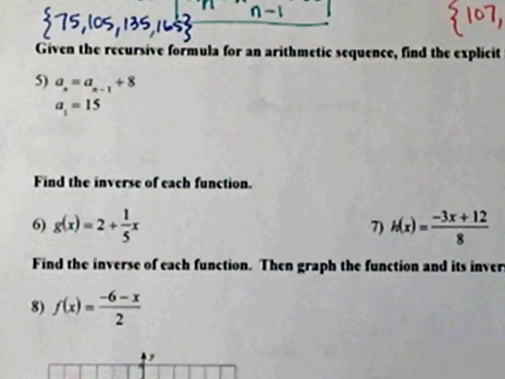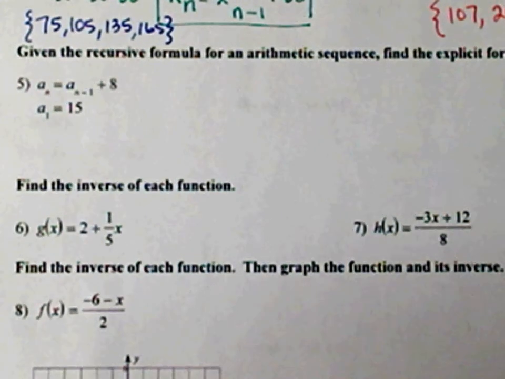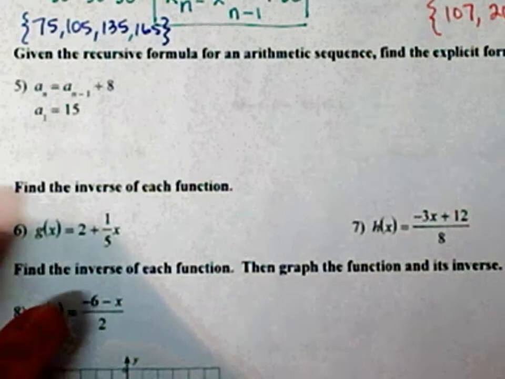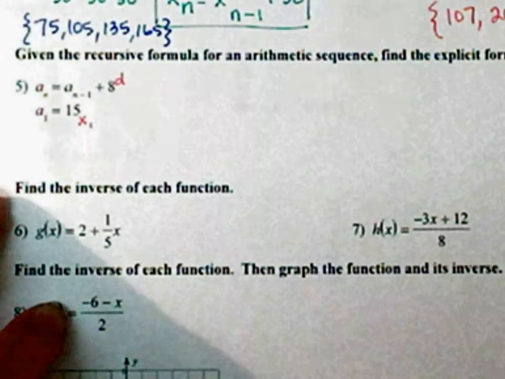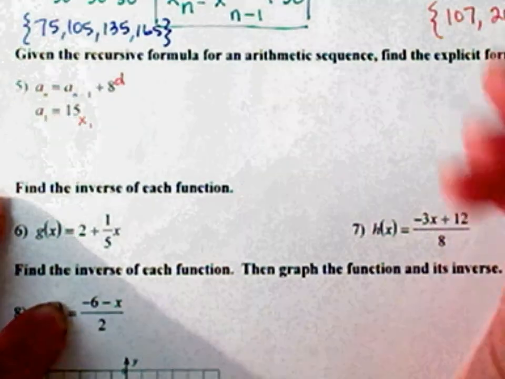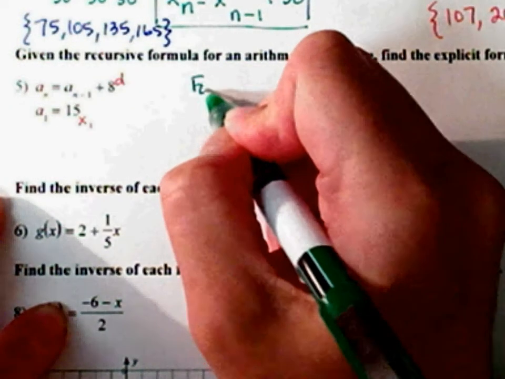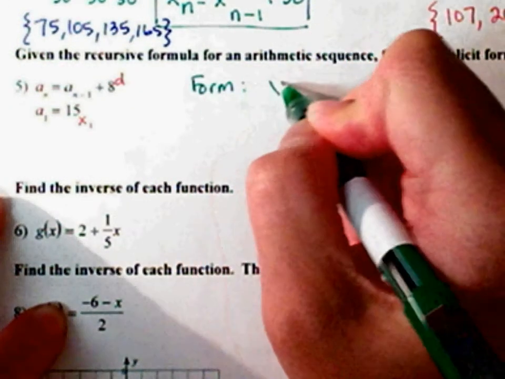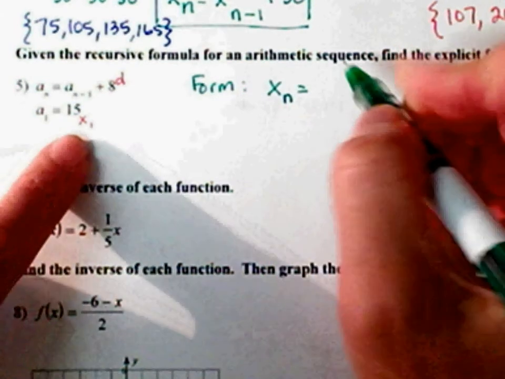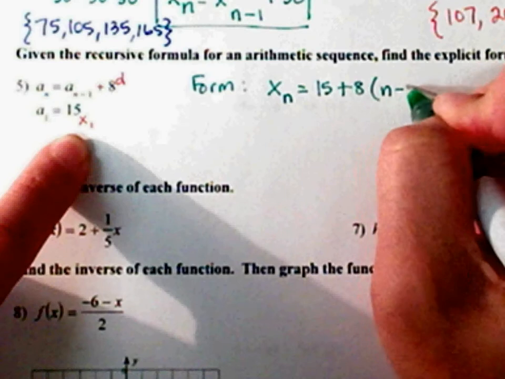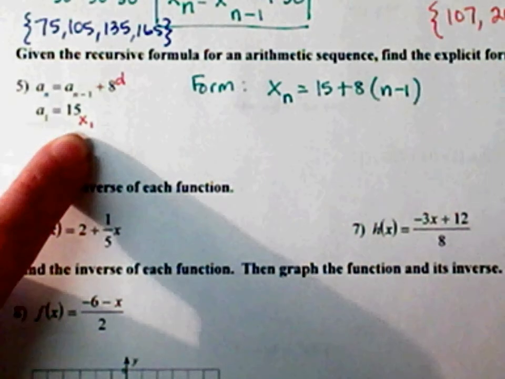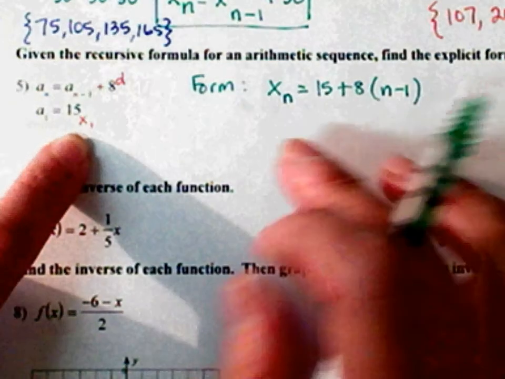On number 5, it says, given the recursive formula for the arithmetic sequence, find the explicit formula. This here is your D. Right here is your first term, okay? So to rewrite the explicit formula, it will look like this. X of n is equal to your first term, 15, plus your D, n minus 1. So there's your formula. Now, this is one way you can present it.